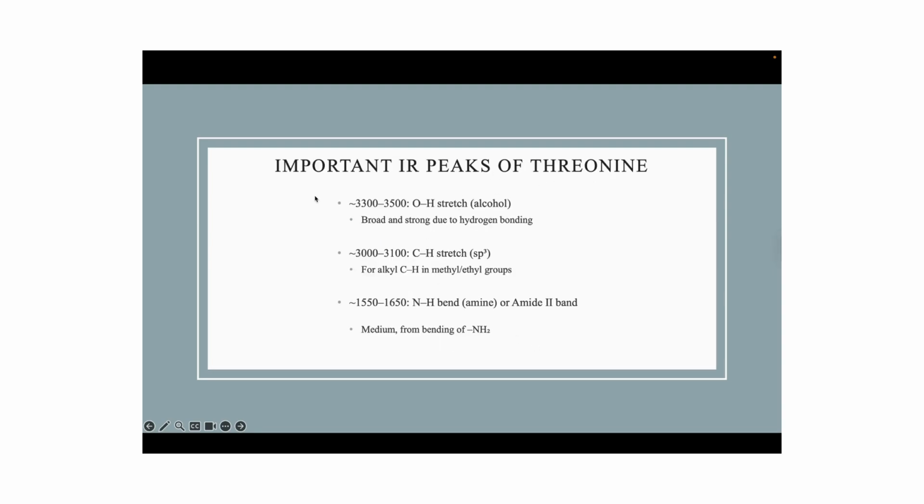Important peaks of threonine are going to be at 3,300 to 3,500 cm-1, the alcohol stretch, broad and strong due to hydrogen bonding. Near 3,100, the CH stretch, the sp3 alkyl CH in methyl and ethyl groups. At 1550 to 1560, the NH band, the amine, the NH2 band, medium, from bending of the NH2.